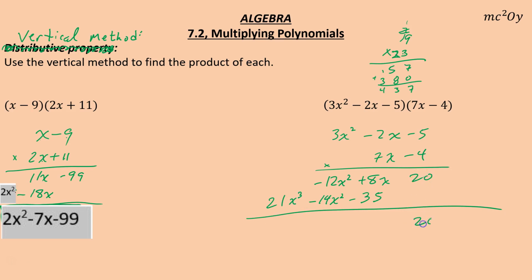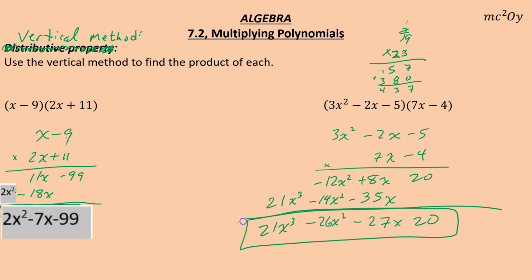We add them up. We get our 20. Is this a 35x? Better double check that. 7 times, yes, it should have been 35x. Don't forget that x. 8x and negative 35x is negative 27x. Negative 12x squared, negative 14x squared, negative 26x squared, and 21x cubed. There you got it. Well, yep, that's all I got for you. Good luck.